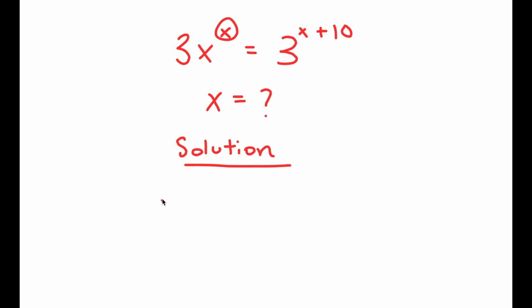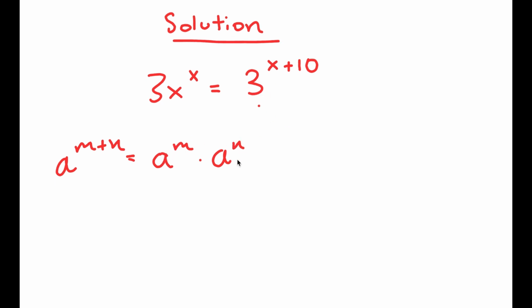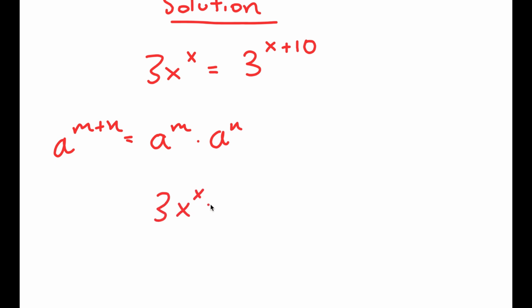I'm going to first rewrite my equation down here so I have a little more solving space. So I have (3^x)^x = 3^(x+10). Now what I'm first going to do is use the property a^(m+n) = a^m times a^n. So in this case, I have 3^(x+10), and I can rewrite that as 3^x times 3^10.